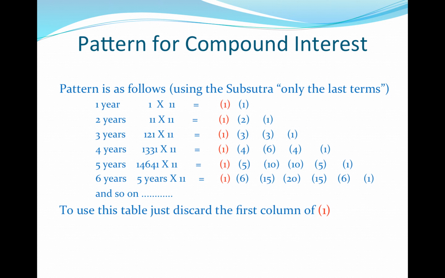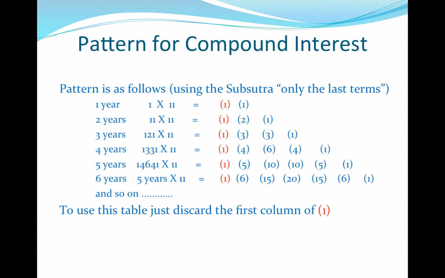And the sixth year, multiply the fifth year with 11. So the rightmost 1 as it is. Then 5 plus 1 is 6, 10 plus 5 is 15. Then next is 10, so 10 plus 10 is 20. Next is 5, so 5 plus 10 is 15. Next is 1, and 1 plus 5 is 6, and the 1 as it is, and so on.